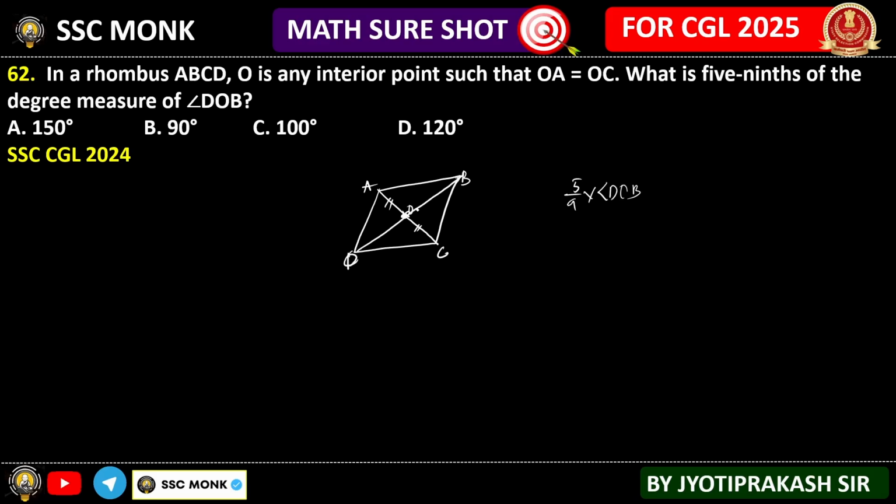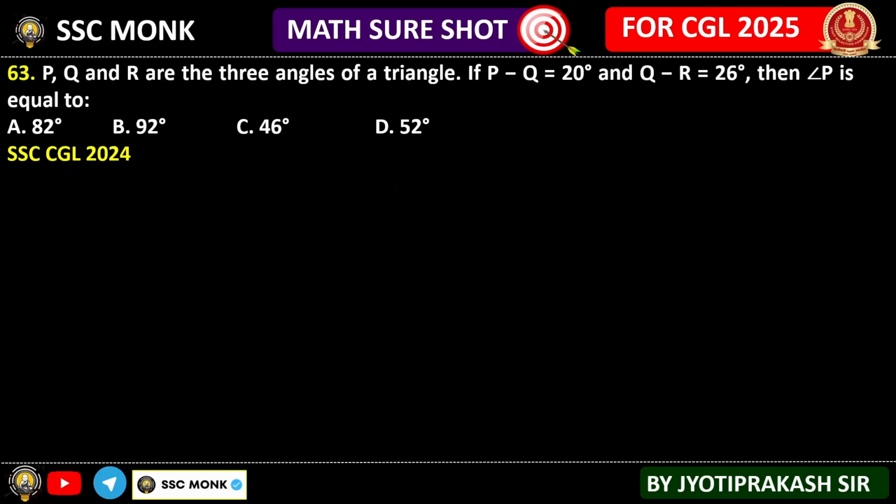Now remember, in a rhombus the diagonals bisect each other and they form a 90 degree angle. That means this total angle is 180 degree. So 5/9 into 180 degree, that is 9 twenties are 180. So 20 into 5 is equal to 100 degree. Answer option C. Clear?